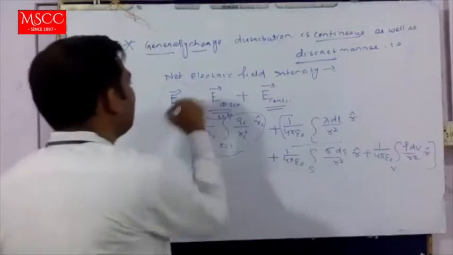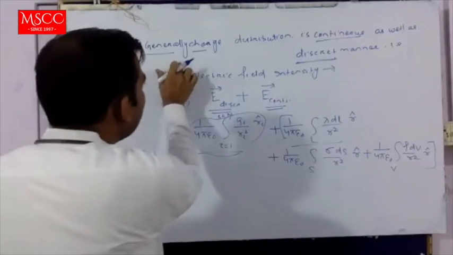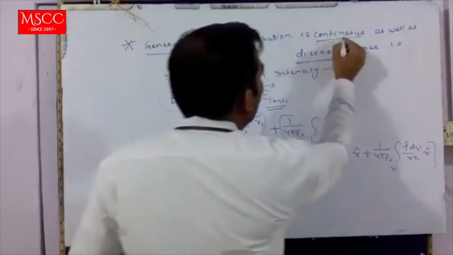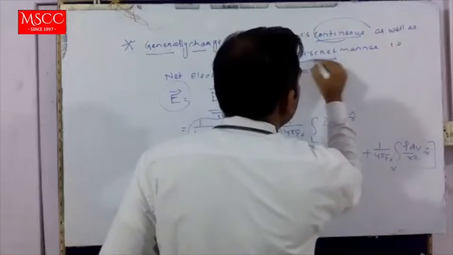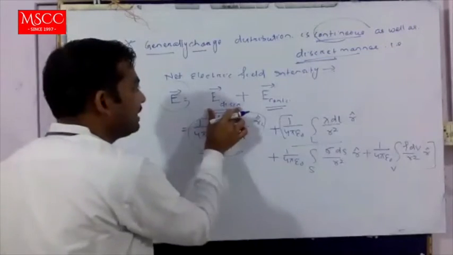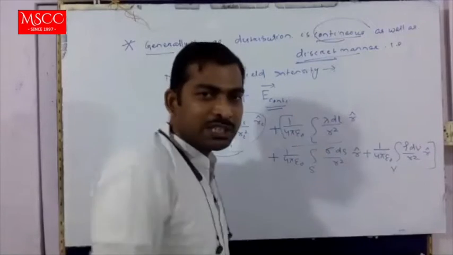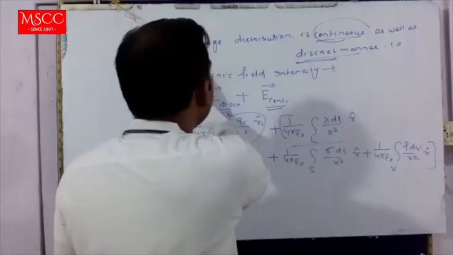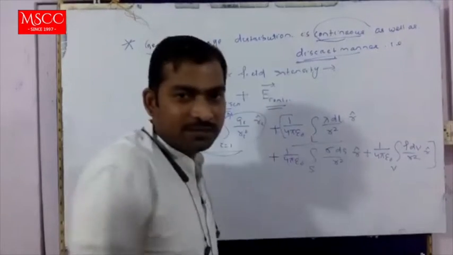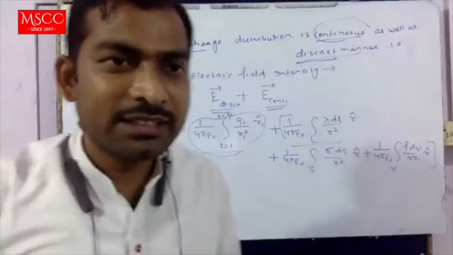The sum is E. That is, a general charge distribution is continuous as well as discrete. This is for discrete, this is for continuous. This is the required expression for a general charge distribution.